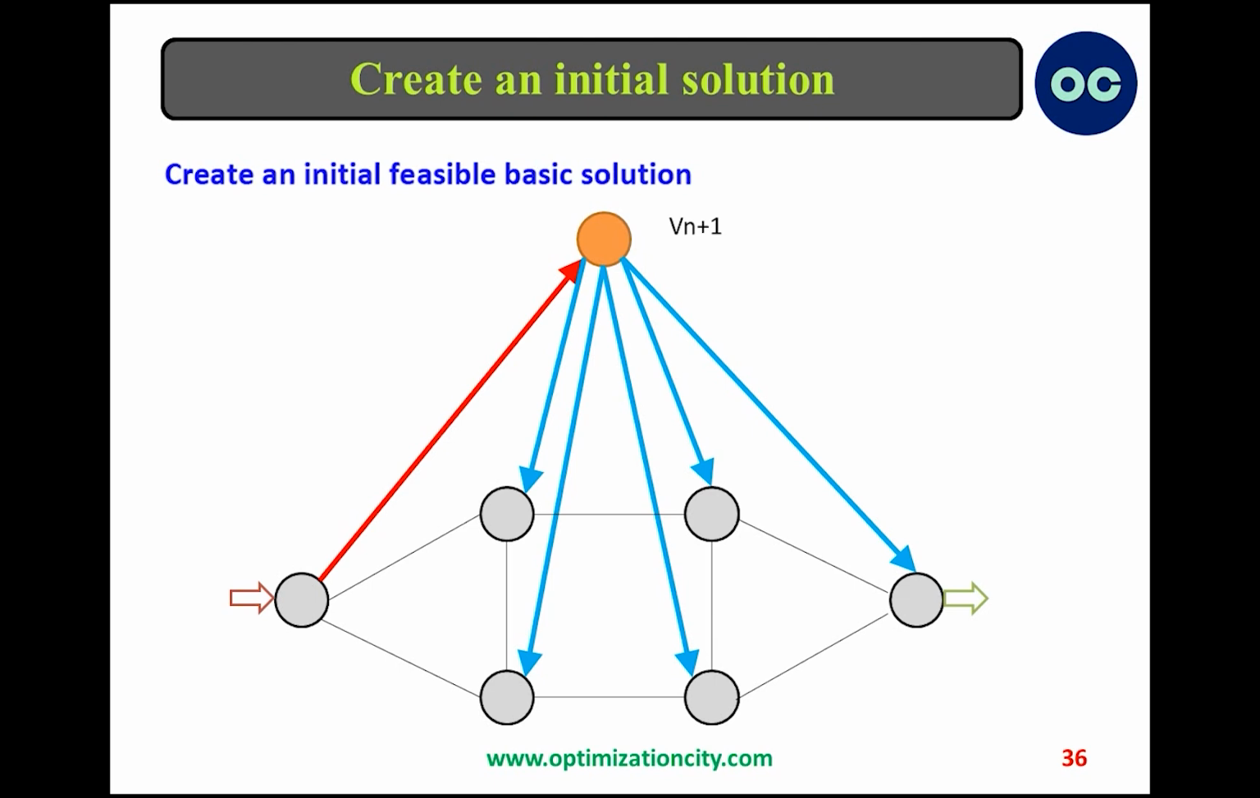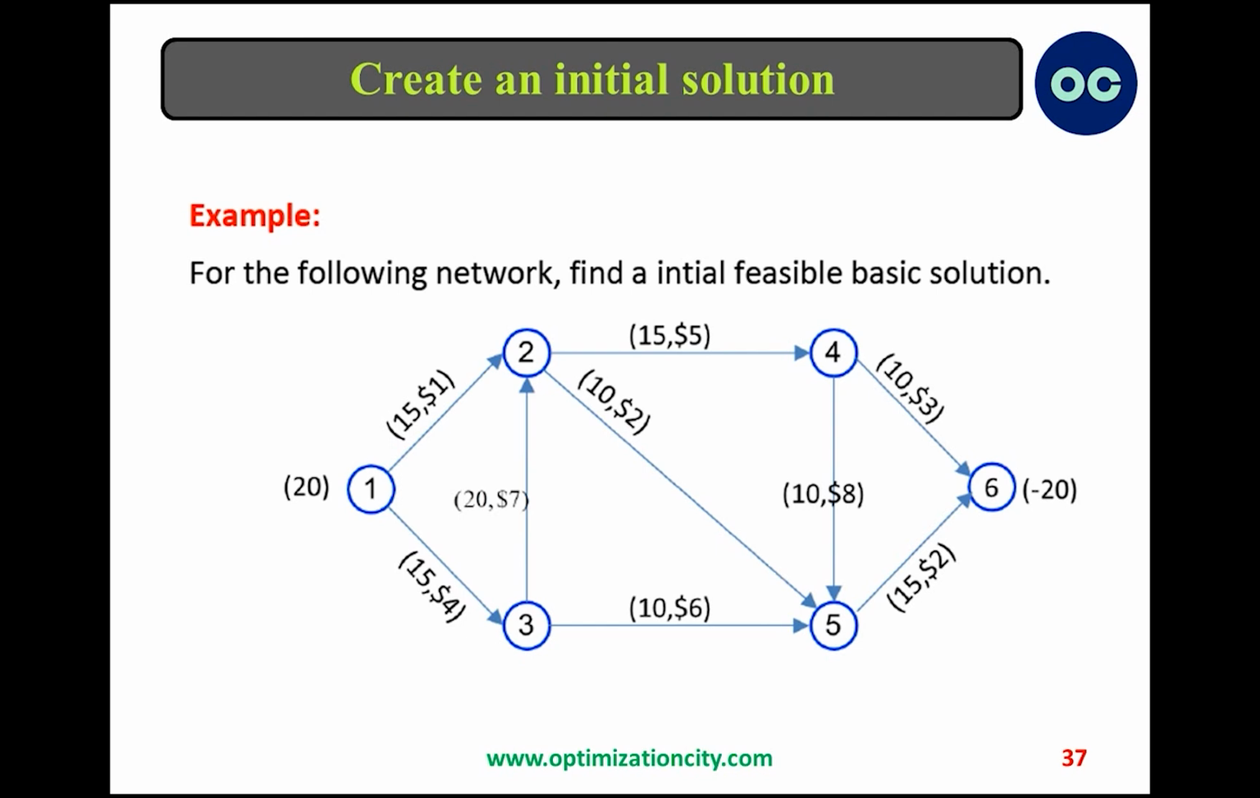Next, we apply the simplex method to this network until the value of the objective function becomes 0. Once we reach this point with the objective function of 0, we have obtained an initial basic solution. We can proceed with the simplex method using this solution as a starting point. To find an initial basic solution for the given network, we can follow these steps.